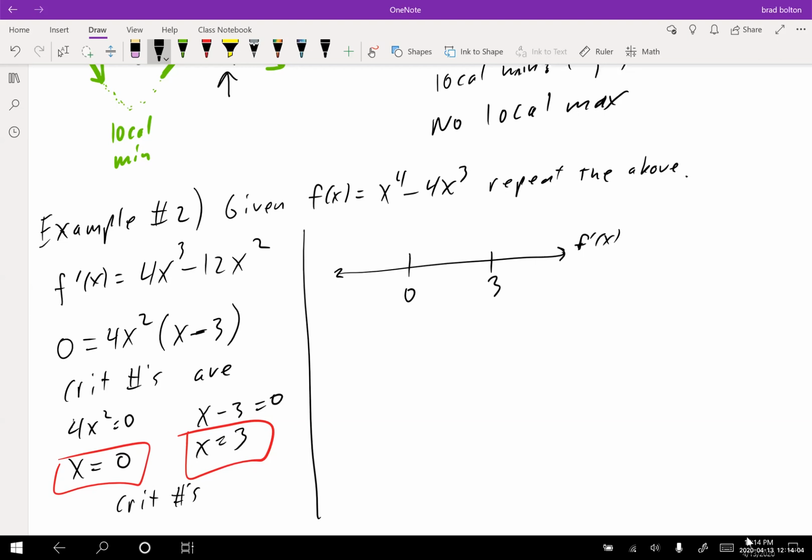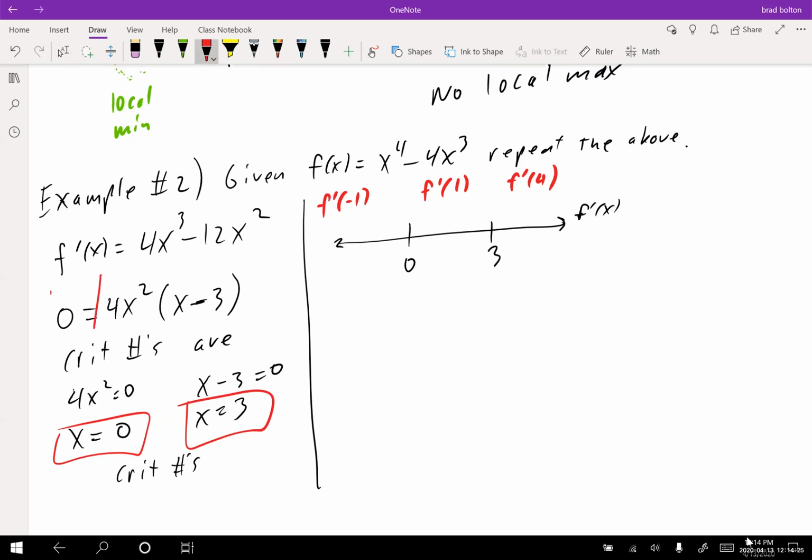If I use 0 and 3, let's do it in red again. I like that. f prime of -1, f prime of 1, and f prime of 4. Let's give these a shot. So when I plug -1 into the derivative, looking at my nice clean derivative, I'm going to get a positive times a negative. So I'm going to get negative.